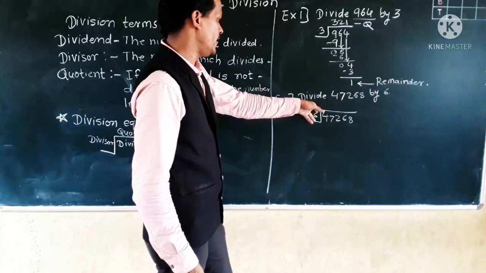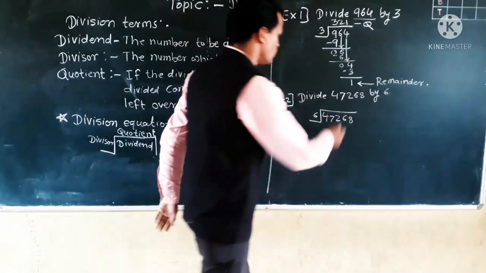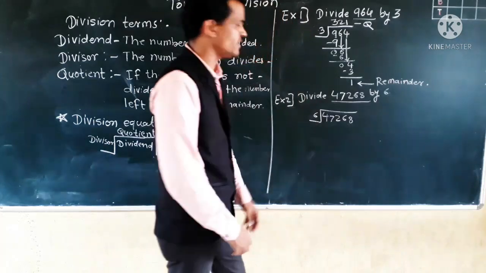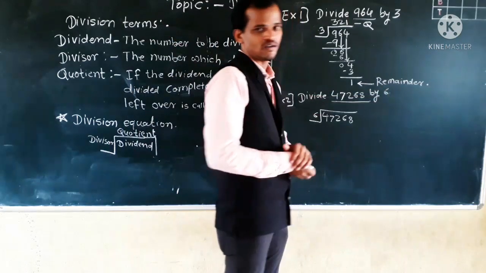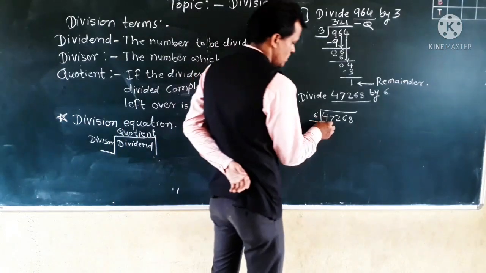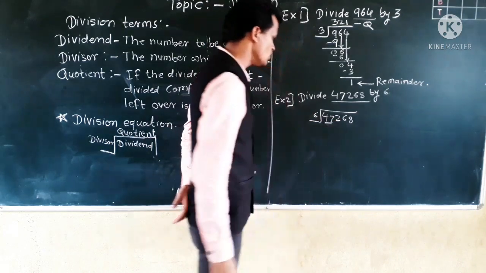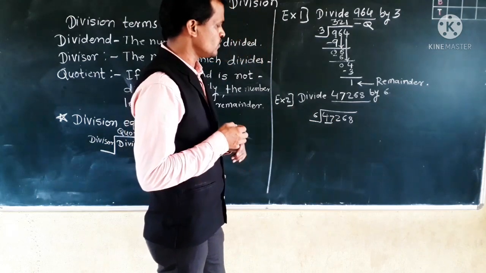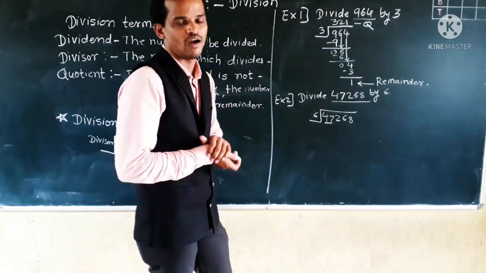Then next one, divide 47,268 by 6. So here 47,268 is the dividend, 6 is the divisor, and we have to find out the quotient. Okay, so let's start. The first digit is 4, it is smaller than 6, so take the next digit with it. Okay, 47. Now you have to decide whether this 47 is divisible by 6 or not.